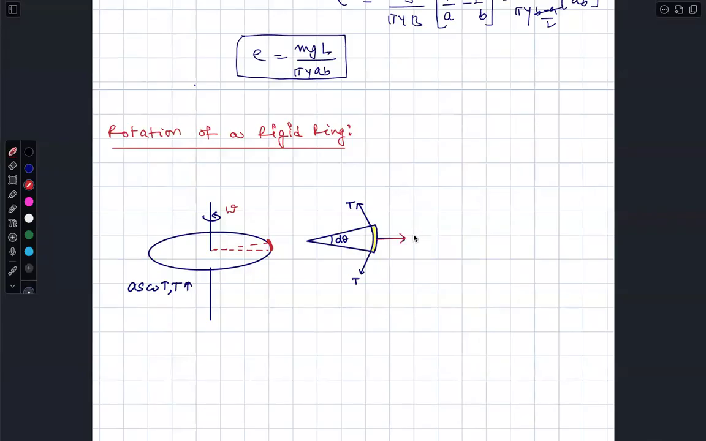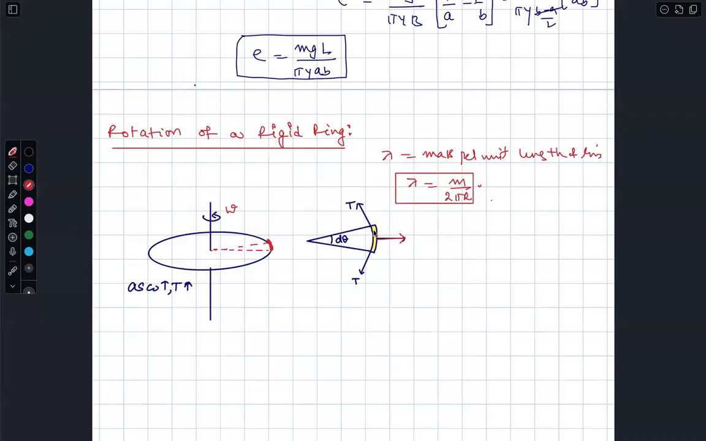One is pseudo force. I'm taking lambda as mass per unit length of ring. Don't get confused. Lambda is mass by 2 pi r. Right.